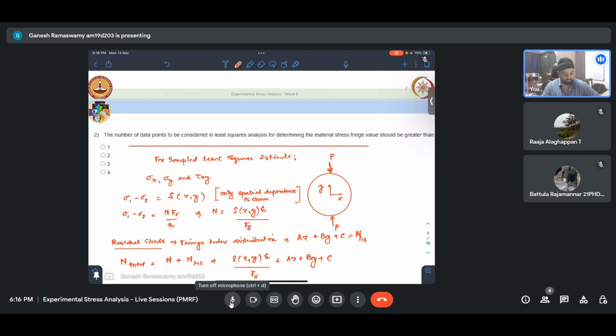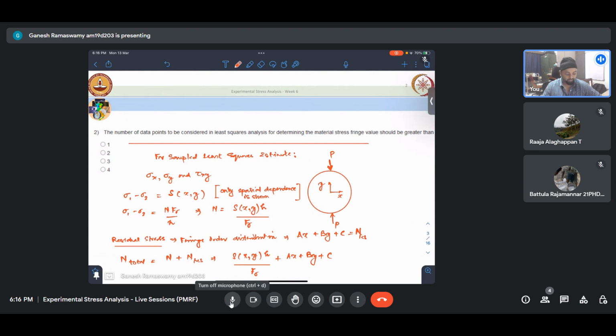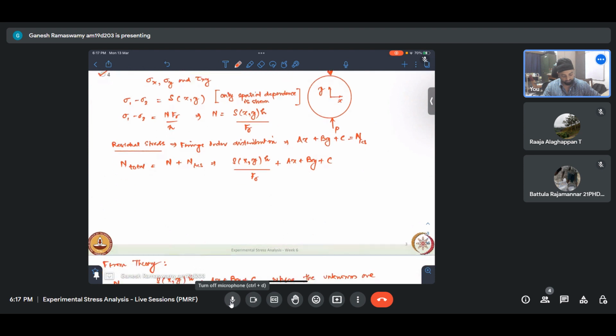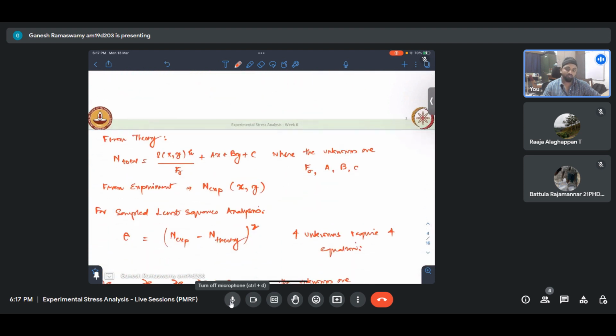So in the linear least squares approach, the number of data points should be greater than or equal to 4, because we take into account our residual birefringence also that exists in the sheet because of some manufacturing process, and this must be done from time to time, from batch to batch. Both these affect our F sigma. So if there are any questions, I'm happy to take them now, or I'll move to the next question.